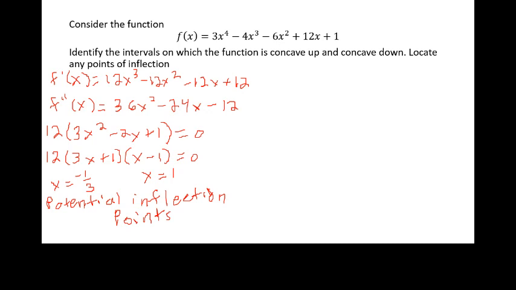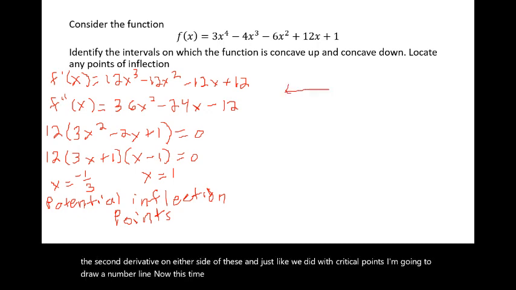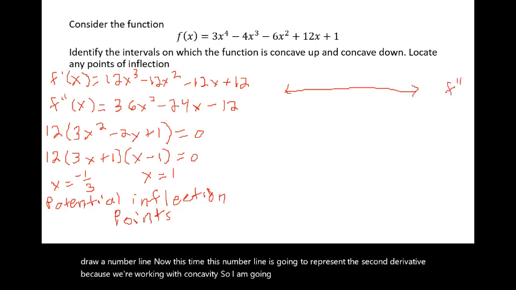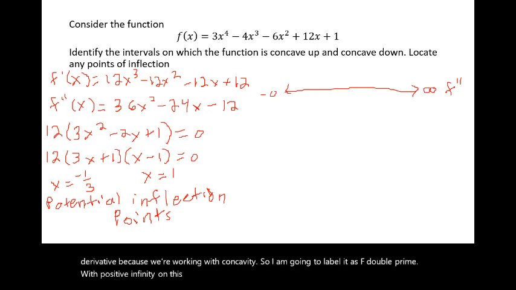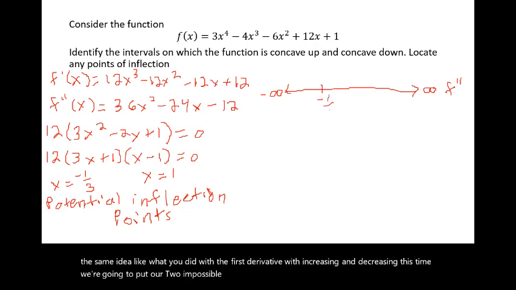To figure out whether they are inflection points or not, we have to look at the sign of the second derivative on either side of these. Just like we did with critical points, I'm going to draw a number line. This time, the number line represents the second derivative because we're working with concavity. I'll label it f double prime, with positive infinity on this side and negative infinity on this side. We put our two possible inflection points on the number line, negative 1/3 here and positive 1 here.